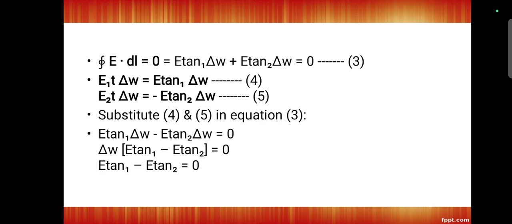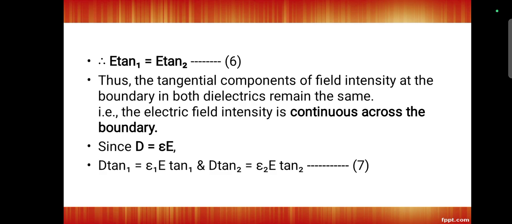Substituting this, we get E tan 1 minus E tan 2 equals 0. So the tangential component in medium 1 is equal to the tangential component in medium 2. Thus the tangential component of electric field intensity at the boundary remains the same in both dielectrics. That is, the electric field intensity is continuous across the boundary. So the statement of the first condition is that the tangential electric field intensity is continuous across the surface.